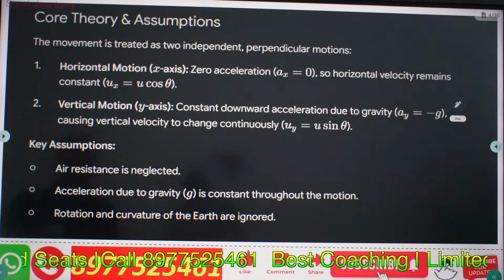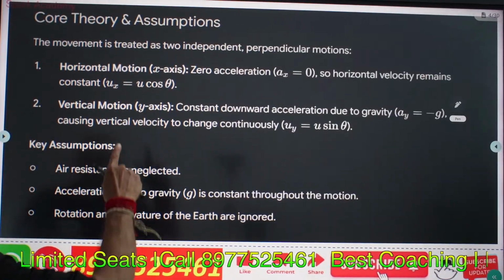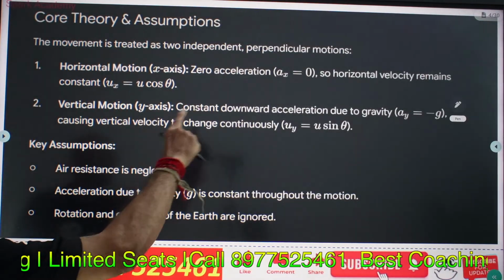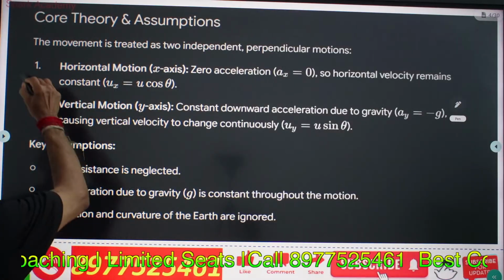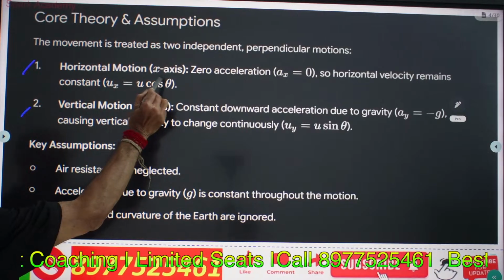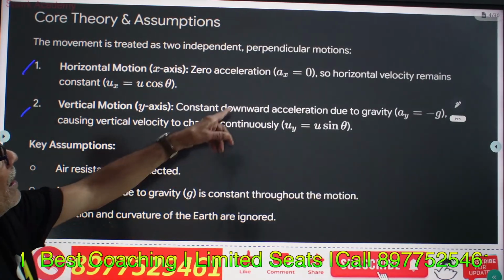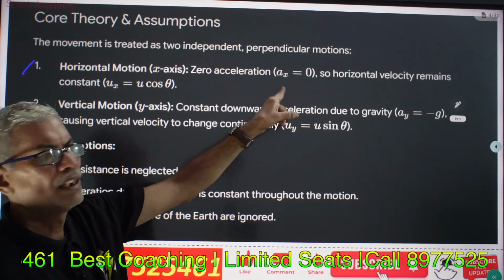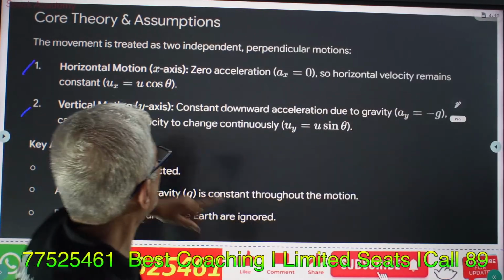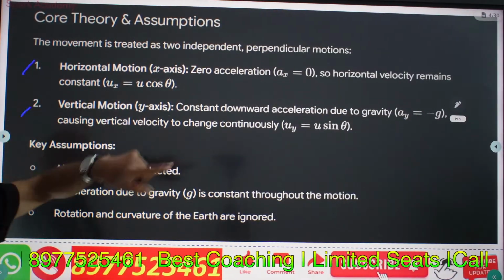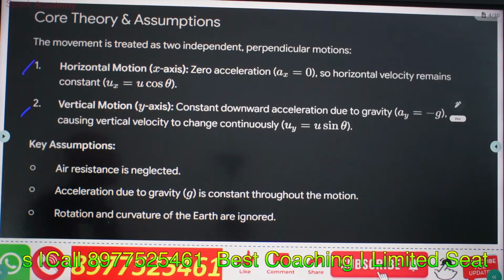So now, what are the core theory and assumption? Core theory is the movement is treated into two perpendicular motions. What are the perpendicular motions? Horizontal motion and vertical motion. What is horizontal motion? X-axis. So in x direction, there won't be any acceleration. Ax will be equal to 0. So horizontal velocity remains constant in x direction. So what is u of x? U of x is equal to u cos theta.